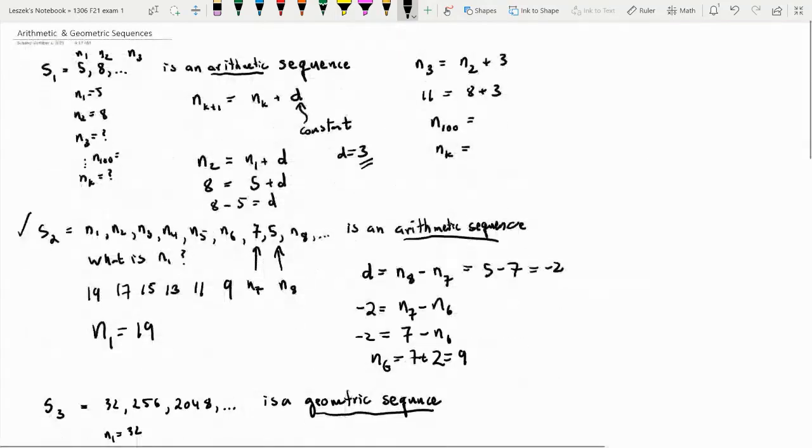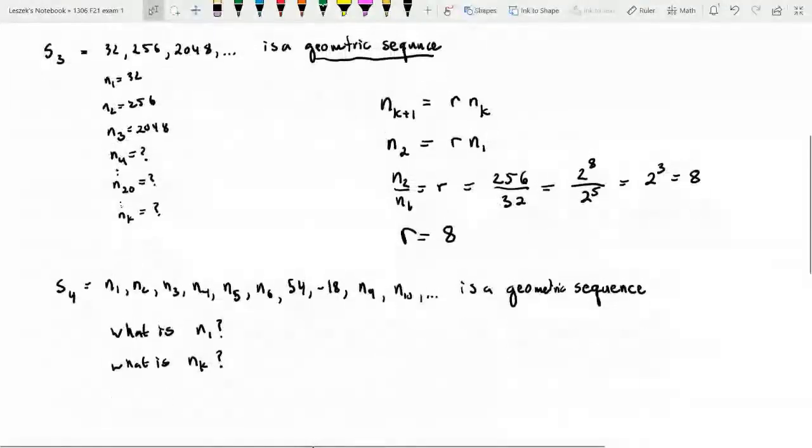So this means that n4 should just be the common ratio, which is 8, times the preceding term. So that would be 2048 times 8.